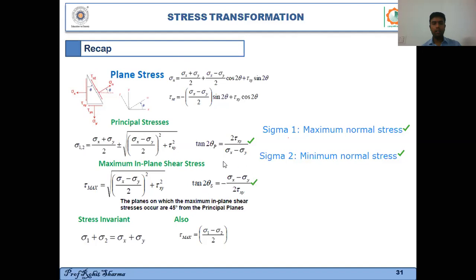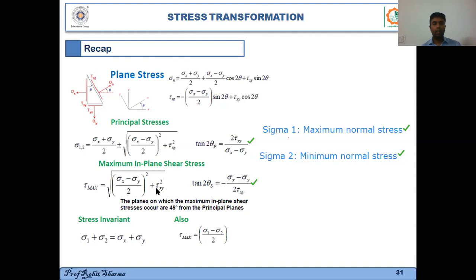So this equation will give you the value of angle theta for which the shear stress will be maximum, right? So that is why it is called theta s. And the maximum value of shear stress is what? Square root of sigma x minus sigma y over 2 square plus tau x y square. Now you can compare these two equations. The value of this tau max is nothing but this part, right?